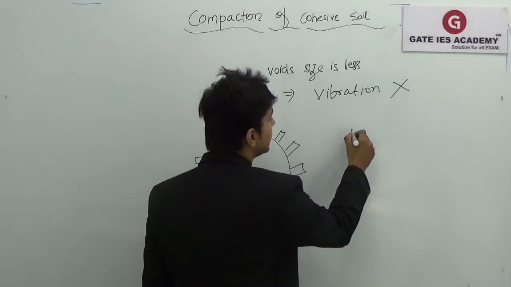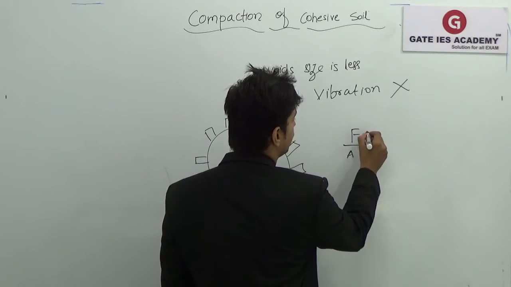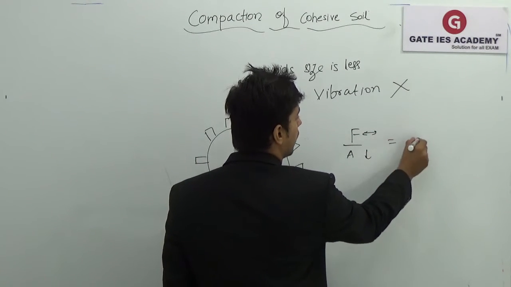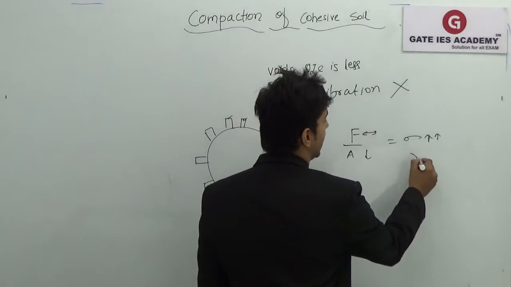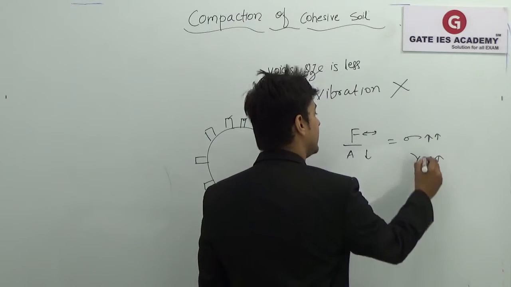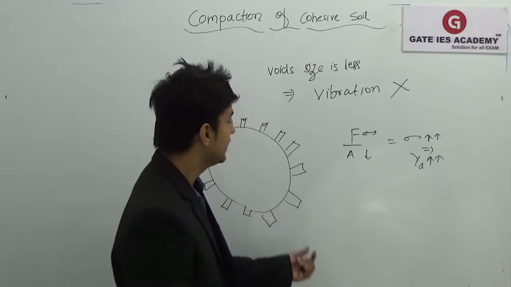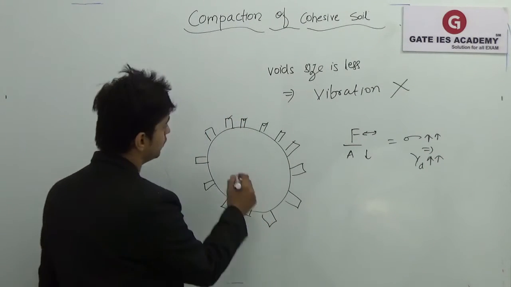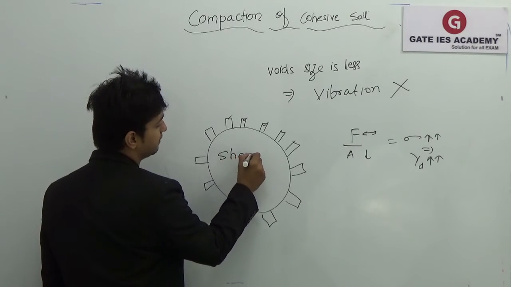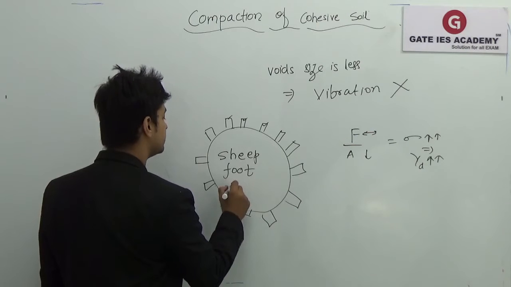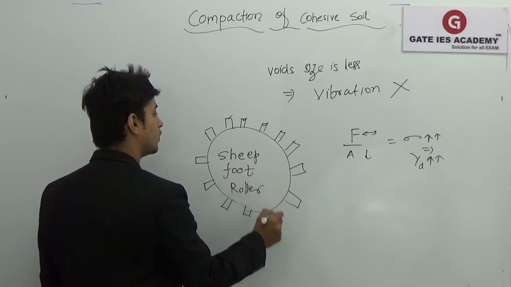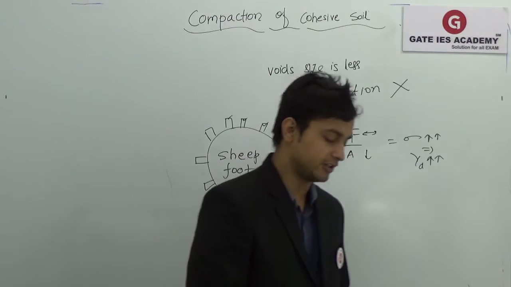If the area is less and the force is constant, automatically the stresses will increase, and the compaction and the gamma d will also increase. So this is why for clay particles we use a sheep foot roller. It is like a sheep's foot. Sheep feet are like this. So that is why we use a sheep foot roller in this condition.